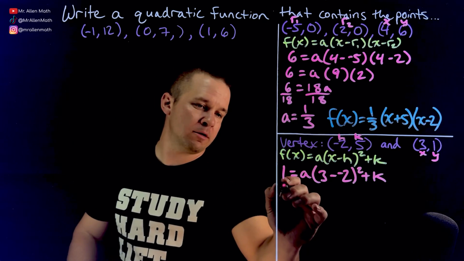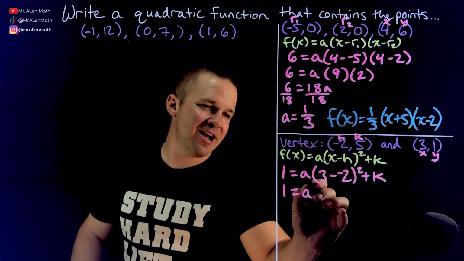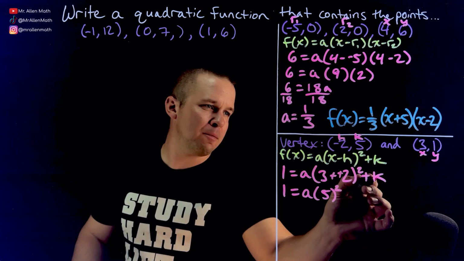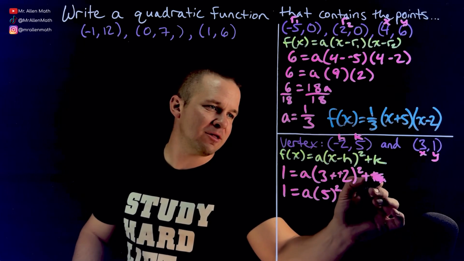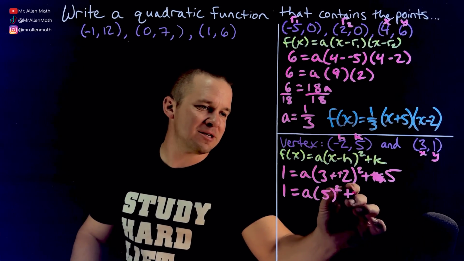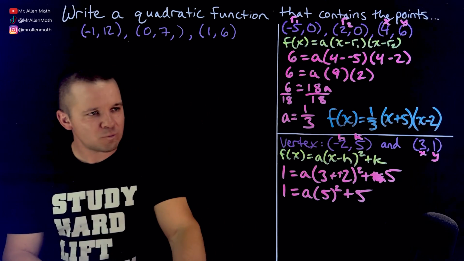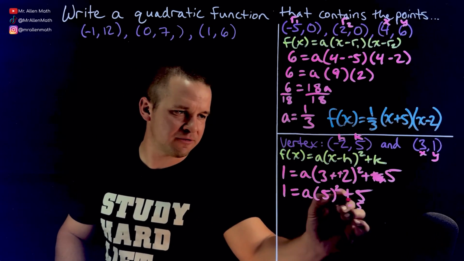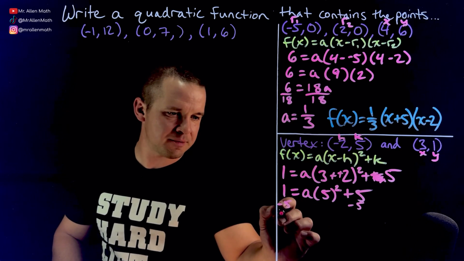All right, so I have 1 equals a times, let's see, that's 5 squared. Why did I put plus k? That should be a 5 right there, guys. Sorry. And then plus 5. So now we have 5 squared is 25. And I'll also subtract this 5, so minus 5. Do a couple steps here, save some room.